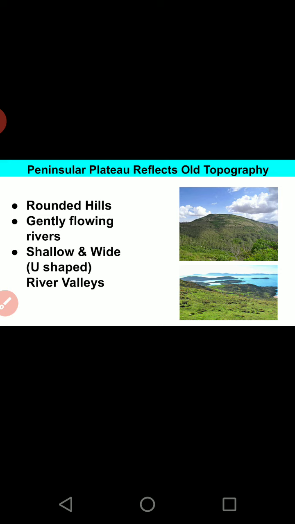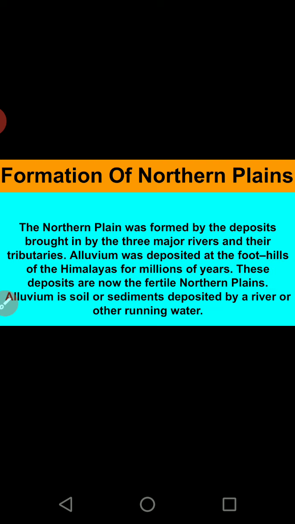On the other hand, Peninsular Plateau is an old topography. You will see in the peninsular regions the hills are rounded, they are mostly eroded. Our rivers are gently flowing because they don't have much speed, because everything has become leveled due to very high erosion. The valleys are also wide and not deep. They are U-shaped, which means lots of erosion. So this was a part of the oldest landmass, and hence we call Himalayas the young topography.